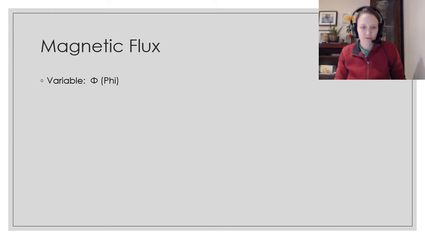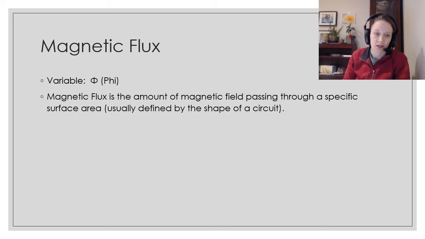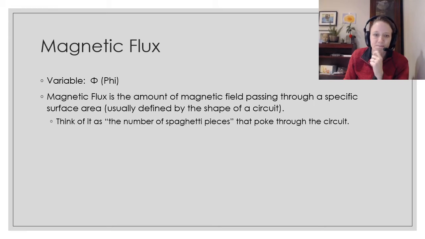Okay, so magnetic flux is a new variable. We use the Greek symbol phi to represent flux, and it is defined as sort of the amount of magnetic field that is passing through a surface area, which is usually the shape of the circuit. So whatever dimensions the circuit has, that's usually going to be your circuit area. Flux actually can be a variable that we use in different contexts. You could talk about fluid flux, which would be the amount of fluid passing through a pipe. Magnetic flux is similar, except it's the amount of the magnetic field that's going through the pipe.